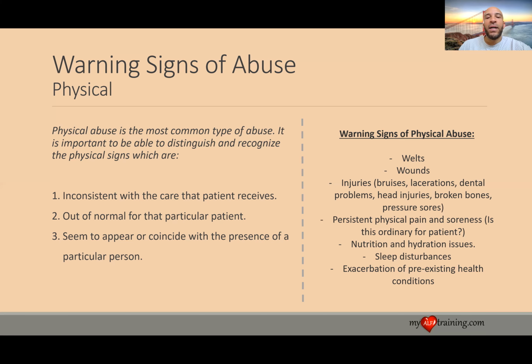And last, exacerbation of pre-existing health conditions. If the patient is receiving overall great care from you and the rest of your staff, no other warning signs are present, but for some reason you see an exacerbation of pre-existing health conditions. Let's say the patient has asthma and the asthma is consistently getting worse. Nothing new is going on. The patient isn't going for longer walks or shorter walks, it's the same time walk. What's going on? So these are all just little subtle clues that we need to look out for that may lead us to discovering that the patient is actually suffering from some type of abuse.